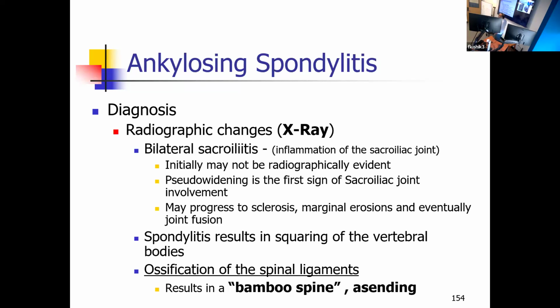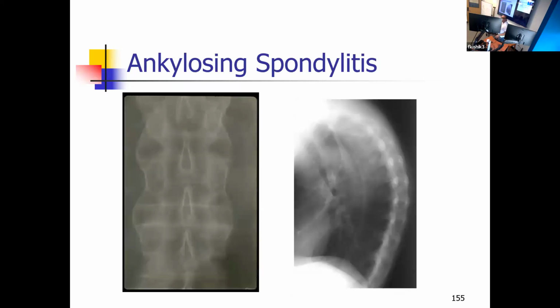Some radiologists might read it that way. They might read it this way. It's up to you. What all this means is this: you're having fusion of your spine. It starts from the sacroiliac joint and it slowly starts to work its way up.